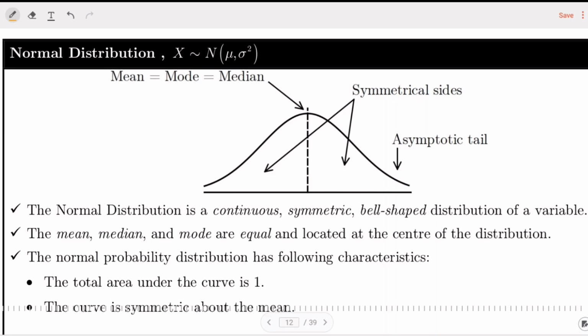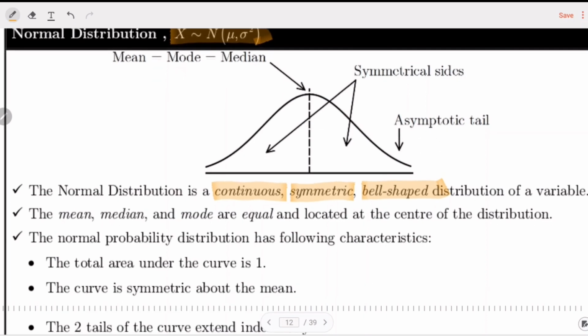Normal distribution is denoted by X tilde N(mu, sigma squared). The normal distribution is a continuous, symmetric, bell-shaped distribution of a variable. The mean, median and mode are equal and located at the center of the distribution. The normal probability distribution has the following characteristics.